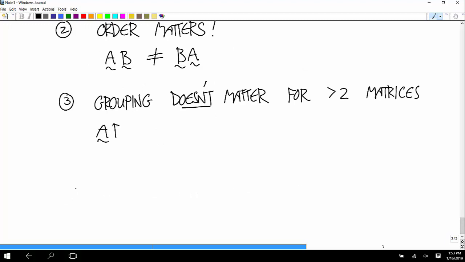So A times B times C is equal to A times B times C, grouped either way. Okay, but you can't flip any of the orders. Any questions about that? Okay, see you Friday.